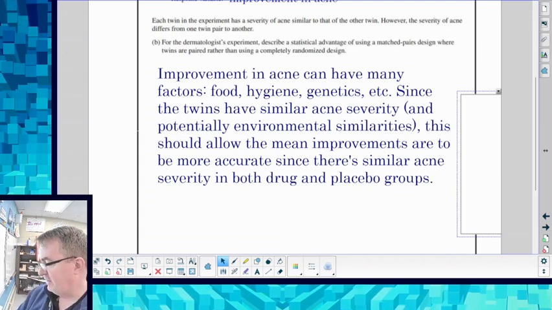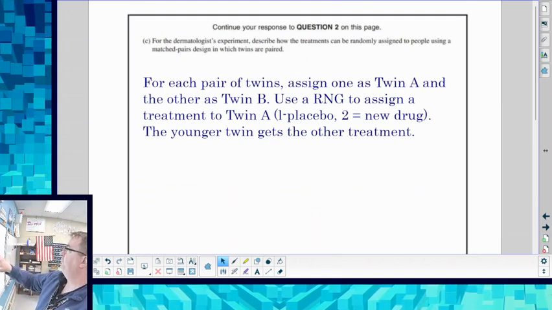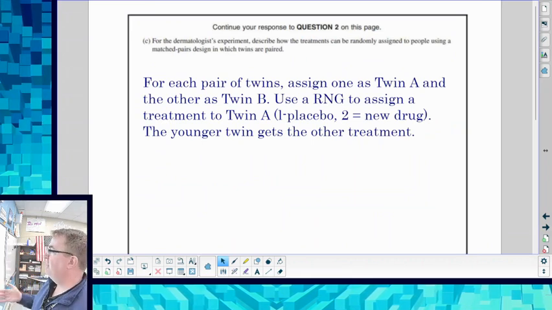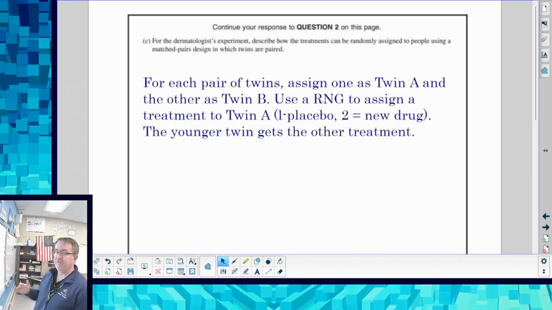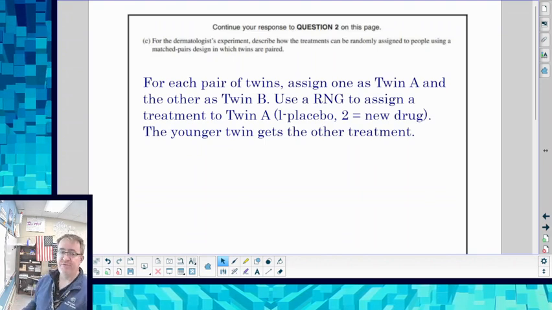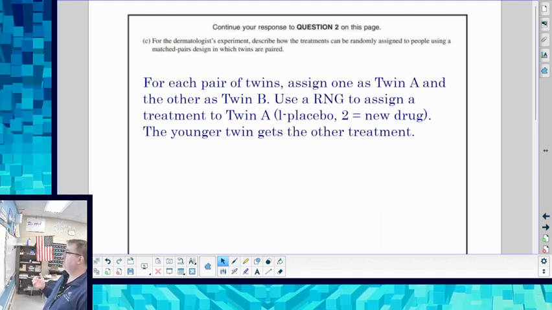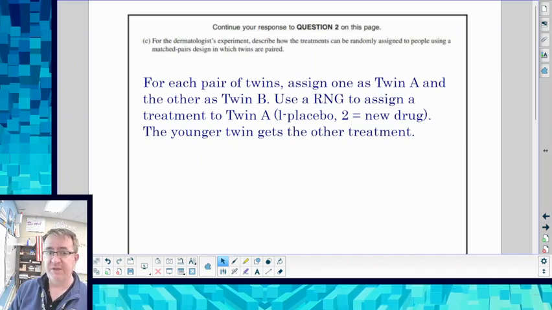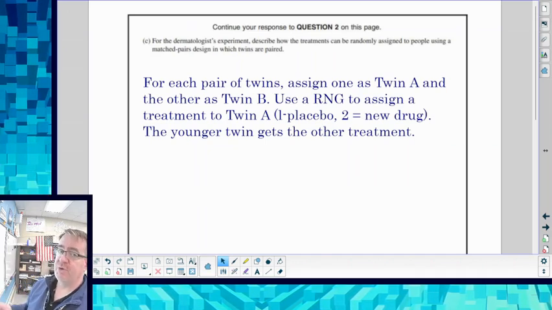Now, lastly, they ask us, and this is one of those things where I found, well, I'll explain afterwards, how are we going to determine which twin gets what? And this is actually pretty straightforward. There are variations on this, which I'll talk to in a minute. For each pair of twins, assign one of them as twin A and twin B. You can say twin 1, twin 2. You could even say the first one in, or the oldest of the 2 is twin A, however you want to do it. You can use a random number generator to assign a treatment to twin A. So if it comes up a 1, twin A gets a placebo. If it's a 2, they get the new drug. And then you give the other twin whatever's left over.